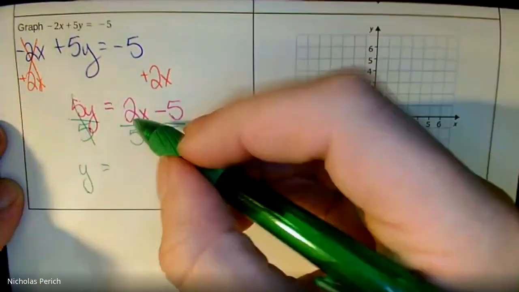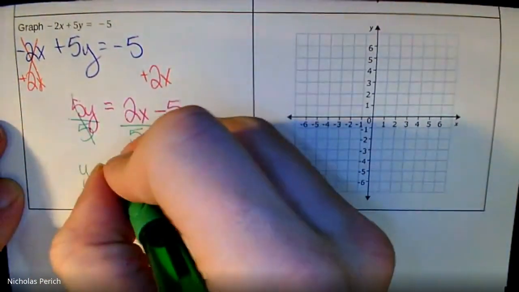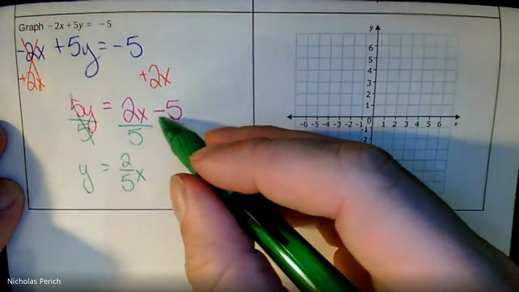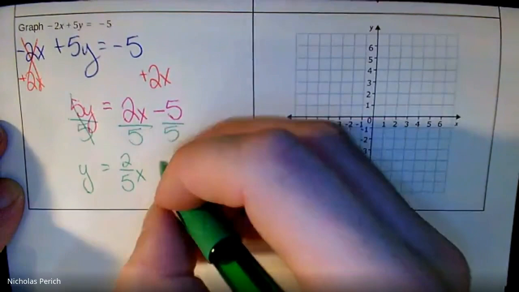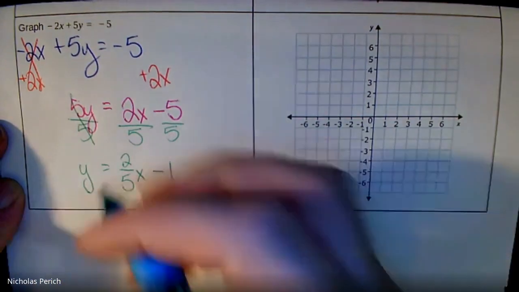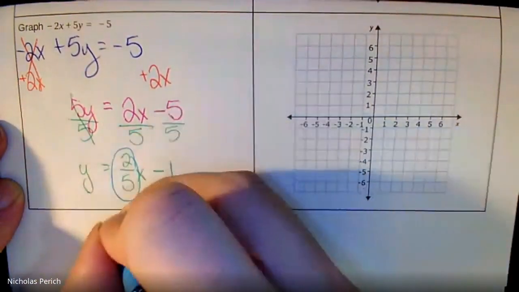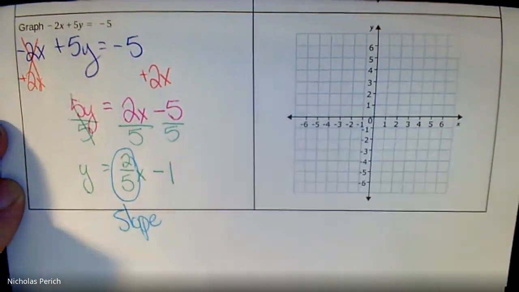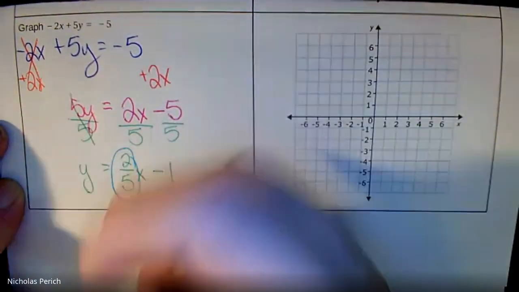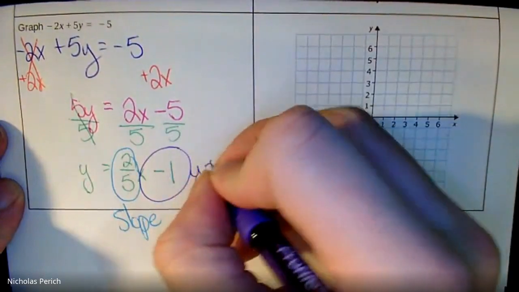Y equals, can you simplify 2 over 5? Nope, so 2 over 5x. Can I simplify negative 5 over 5? Yup, it's negative 1. Is y all by itself now? Yup, which means the number in front of x is my slope, and it's already as a fraction, so that makes me happy. And the number floating around is my y-intercept.